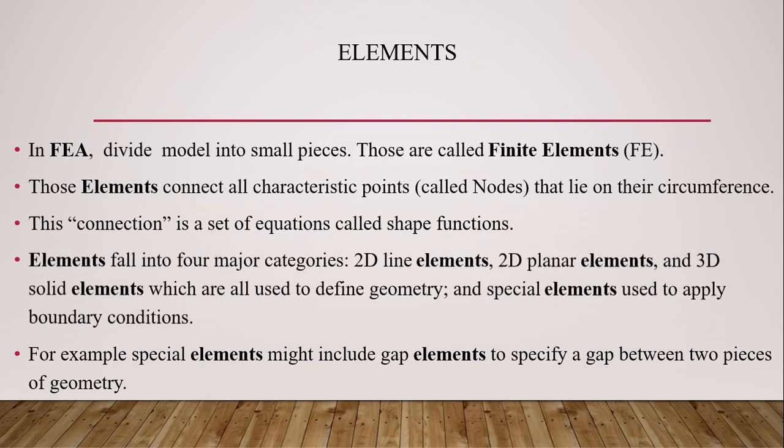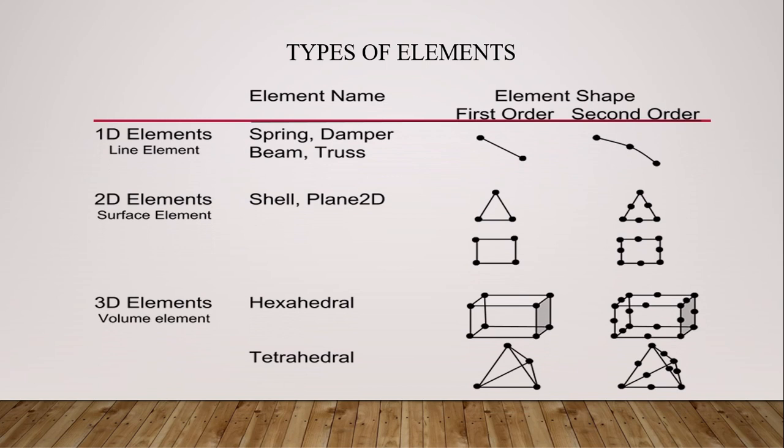In that, different types of elements are there: one-dimensional element, two-dimensional element, axisymmetric element, three-dimensional element. These are the types of elements. In this diagram, the 1D elements are spring, damper, beam and truss. In the 1D element, this is the first order element, and this is the second order element. This is all about the one-dimensional elements.